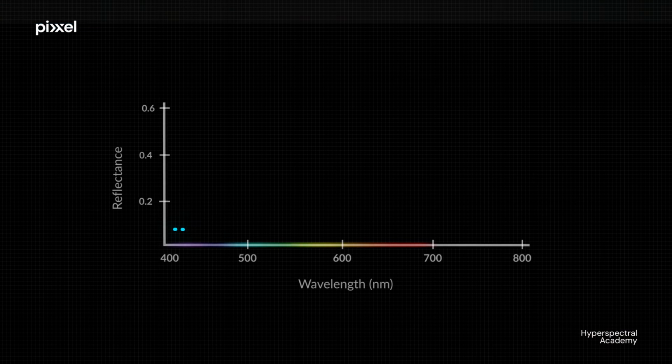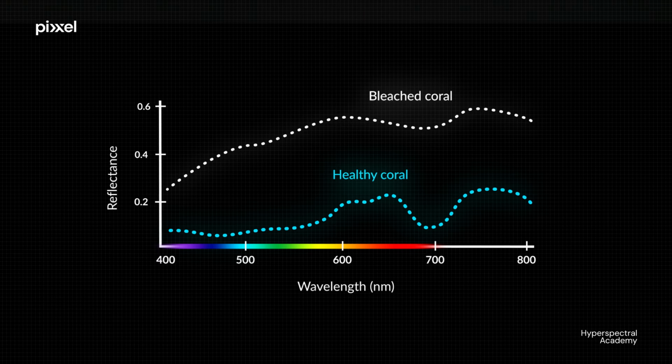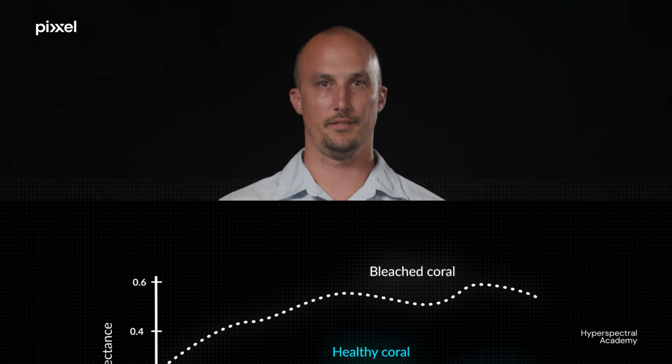Hyperspectral imaging can detect early signs of stress, such as bleaching or disease, by identifying shifts in spectral signatures associated with coral pigmentation and health. This early detection is vital for initiating timely conservation actions.